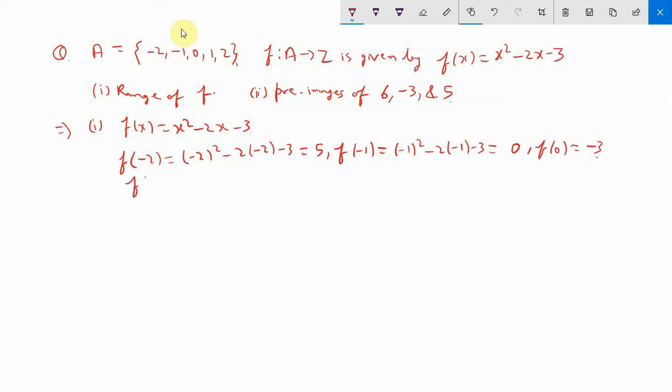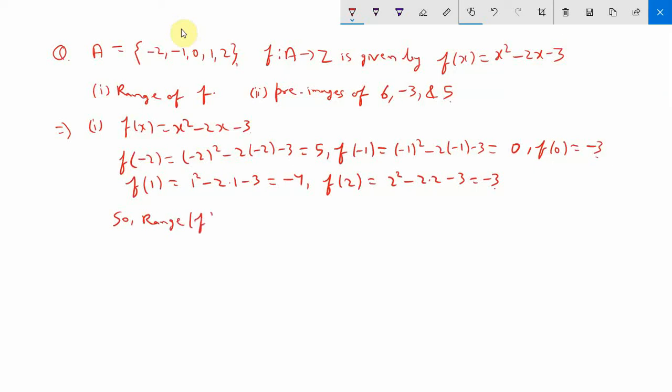Then next element is 1. So f of 1 will be 1 square minus 2 into 1 minus 3, so minus 4. And f of 2 is equal to 2 square minus 2 into 2 minus 3, equal to minus 3.